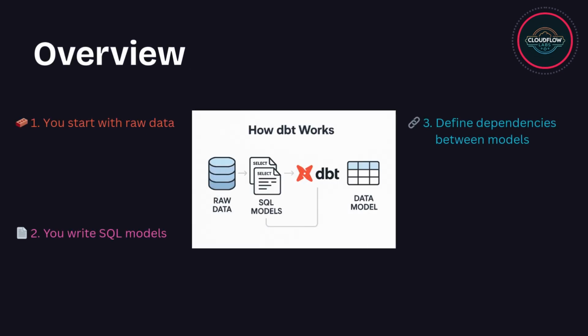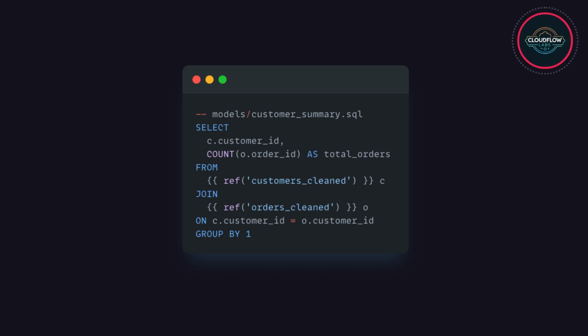3. Define dependencies between models. Models can reference each other using Jinja, so DBT knows the build order. Take the following example of our customer summary model. We define the source of our customers cleaned and orders cleaned, that are pre-existing DBT models defined elsewhere in our project.